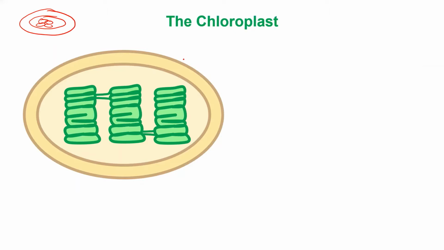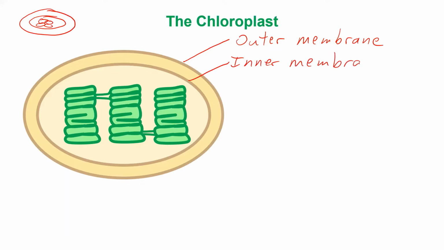So like the mitochondria, we have two membranes. One is called the outer membrane, and the next one is called the inner membrane. And I don't actually have much to say about those membranes. They are mostly structural, holding the whole thing together.